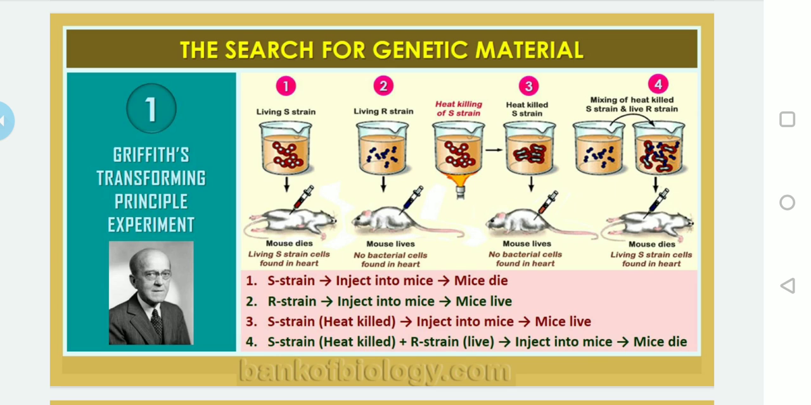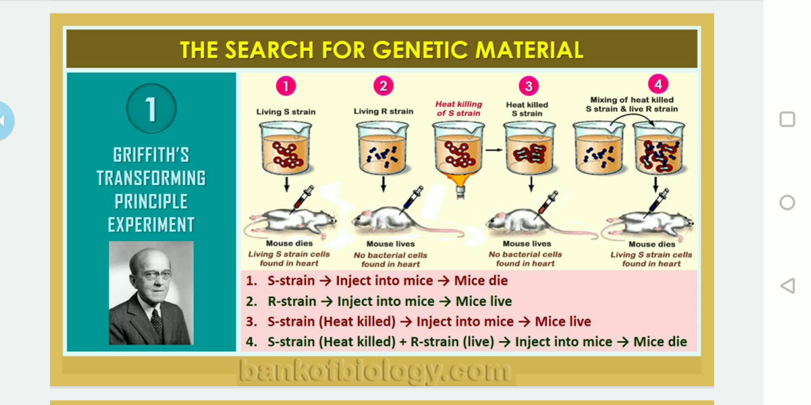Okay, and in the third experiment, he killed the S strains. That means he gave heat treatment to the S strains. After the heat treatment, he injected the mice with the heat-killed S strains, and the mice did not die. That means it does not cause pneumonia. So these are the three observations he made in the beginning.